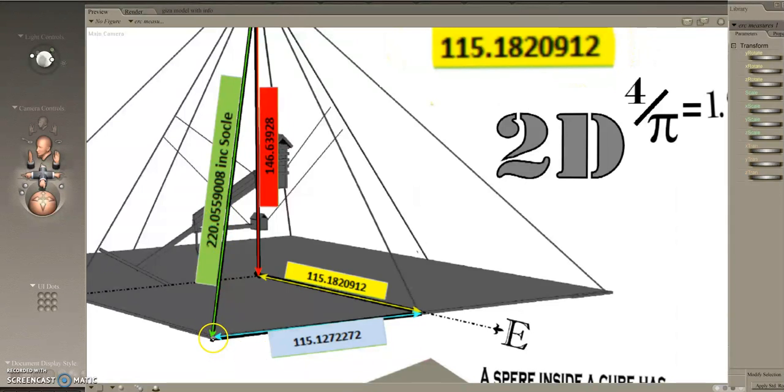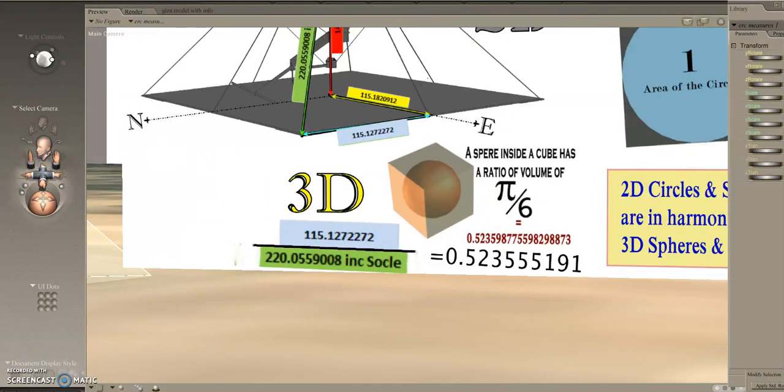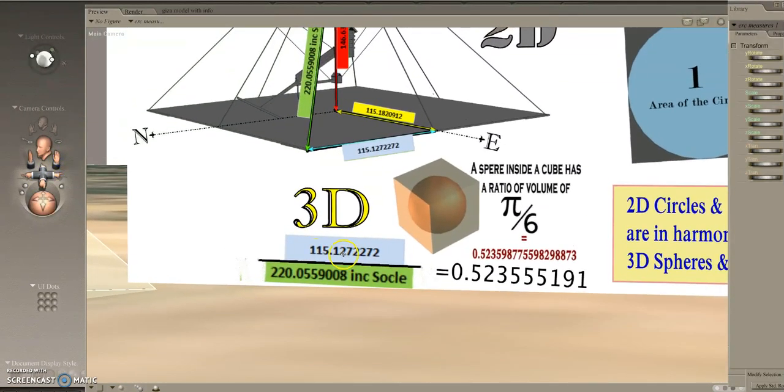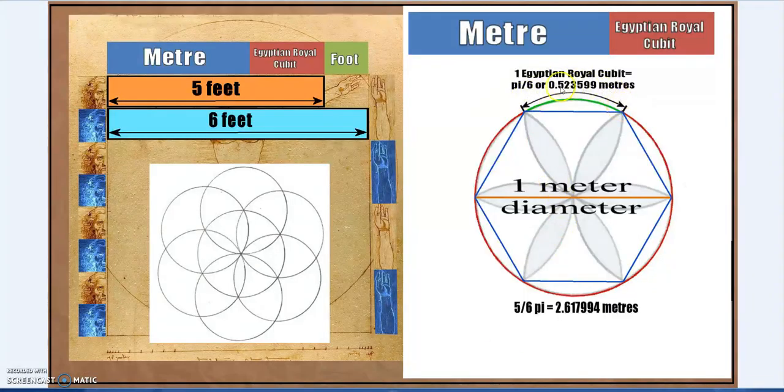That's including the socle. And we have the half base from the corner to the midpoint, 115.12727, and we divide 115.12727 by 220.0559, and we get 0.52355 as a proportion. Pi over 6. Pi over 6 meters equals 1 Egyptian royal cubit.